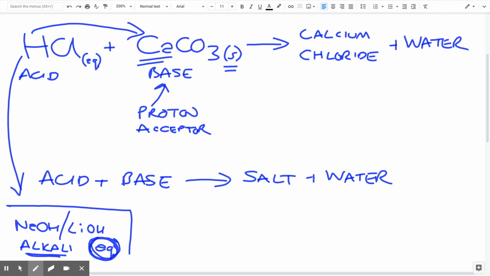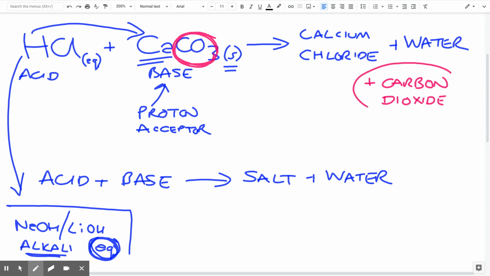So water is always produced. However, the extra proviso here, which is a curiosity of the carbonates, which are used as a base, is that they will also produce carbon dioxide. So when you get these reactions, you get an acid plus a base giving the salt plus water, which is correct in the usual sense, but as an extra byproduct, whenever that base is a carbonate, we will also produce carbon dioxide as a byproduct.